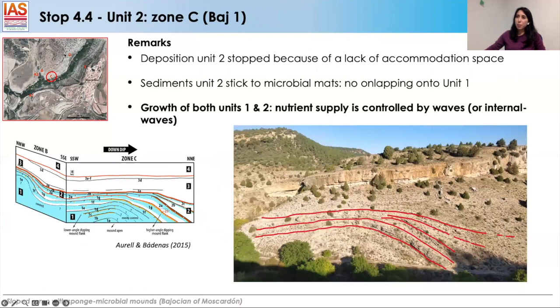In stop 4.4, we also see the architecture of these units, and we discussed the deposition of unit 2 because of the lack of accommodation space, and that the growth of both units, the sponges and microbial facies, is linked to the nutrient supply controlled by waves or maybe by internal waves.